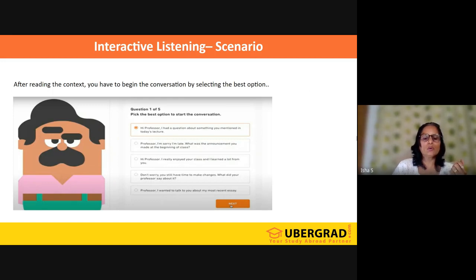Now here is how it looks. I said there is a character and there will be a scenario. You will get 4 options. It is like a multiple choice type of question, so you have to choose the right, appropriate answer. After reading the context, you have to begin the conversation by selecting the best option. Next, please.